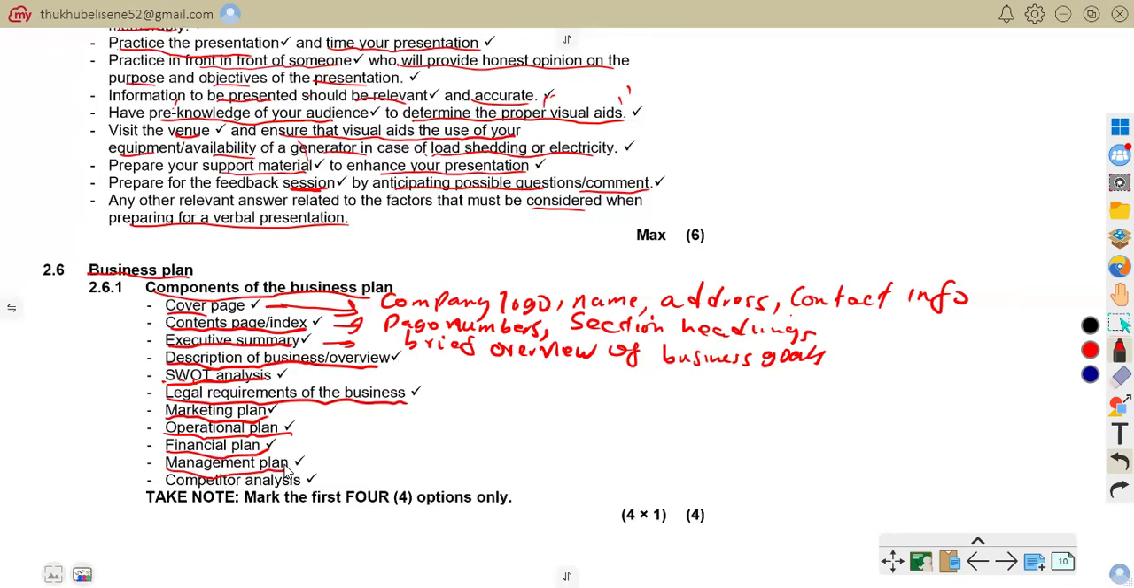Now coming to management. The management plan also is very important, because with management, we're going to talk about organizational structure, key personnel roles, human resource management. But now moving on to competitor analysis, that is when we're talking about competitor planning. Competitor analysis, market position, competitive strategies. So that is all about 2.6, when we're talking about the components of the business plan. Hope we are together, good people.